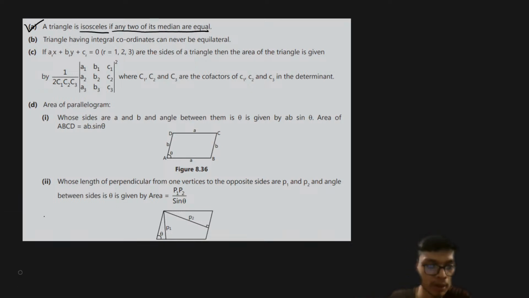And the next important property is that a triangle having integral coordinates can never be an equilateral triangle. Now, this is very important. This property is very important to understand: a triangle having integral coordinates can never be an equilateral triangle. I leave the proof of this to all of you. If you have time, you can definitely prove this result.